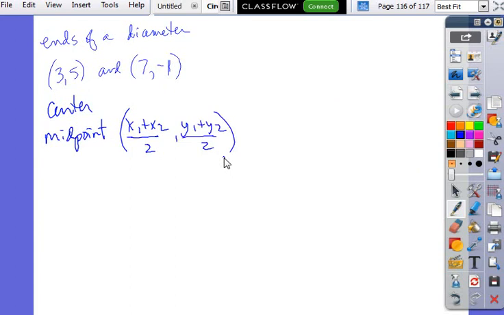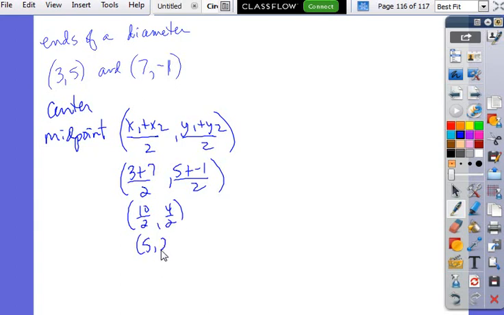So if I take these 2 right here, I would go 3 plus 7 over 2, 5 plus negative 1 over 2, that's 10 over 2, 4 over 2, 5, 2. There's my center. That's easy. Will that formula be on the test? Yeah, they're on the board.